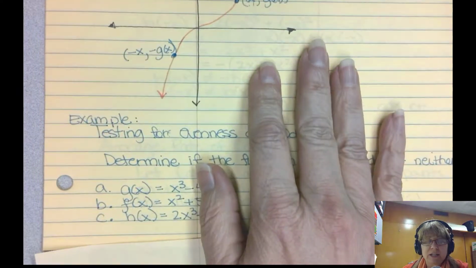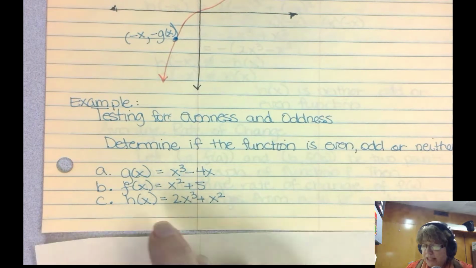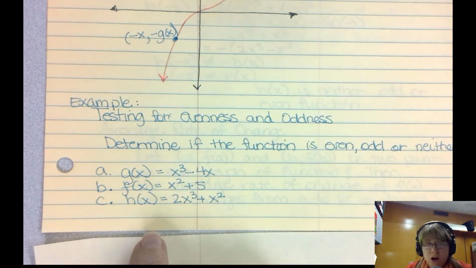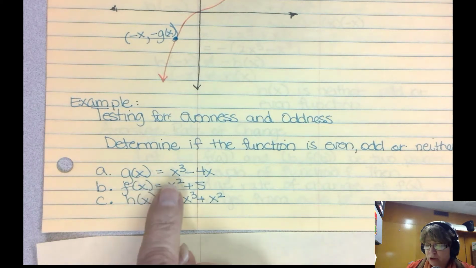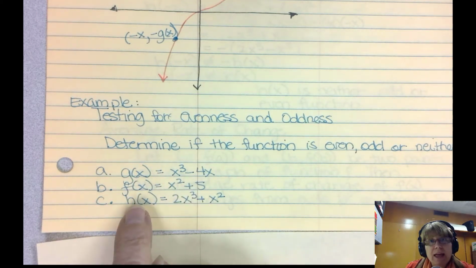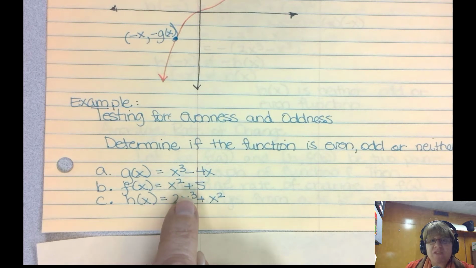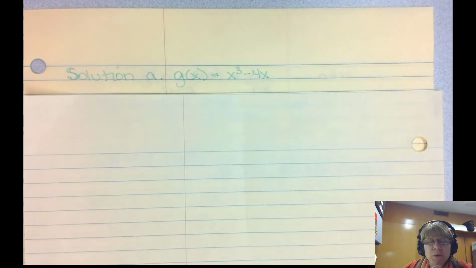So let's take a look at some examples, and we want to test to see if these are even or odd functions. The first one, g of x equals x cubed minus 4x. f of x is x squared plus 5. h of x equals 2x cubed plus x squared. Let's work through each of these examples. So the first one, g of x equals x cubed minus 4x. Now we really have two choices here.